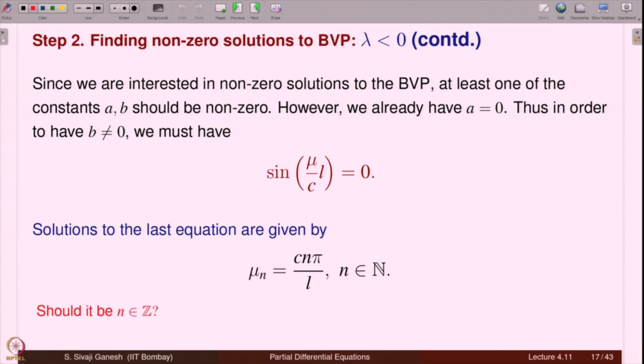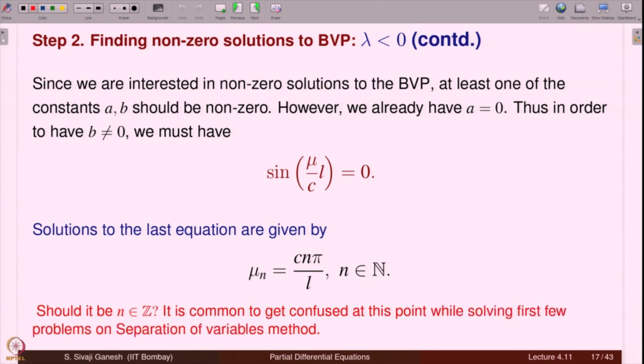Should n belong to Z, is this a mistake? N belongs to N or n belongs to Z, because solutions of sine of something equal to 0 means that it has to be a multiple of pi, it can be an integral multiple of pi. Therefore, should it be n belongs to Z? It is a common thing to get confused at this point. It happens to everybody when they are solving the first few problems involving the separation of variables method. No, it is n belongs to N, not n belongs to Z.